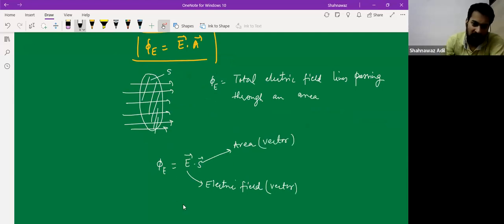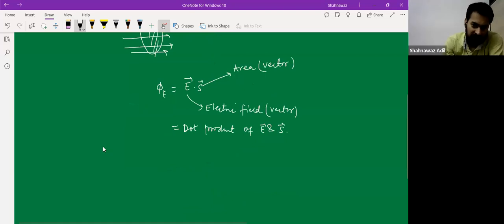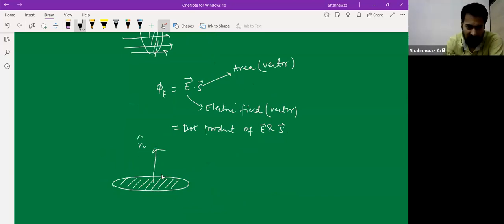So as you can see, this is the dot product of the electric field and the area vector, right? So the first thing that we have to learn is what is the direction of the area vector. So it is always normal to the surface. So let's say this is your surface, right? So normal to the surface will be this. So this is the direction of the area vector.